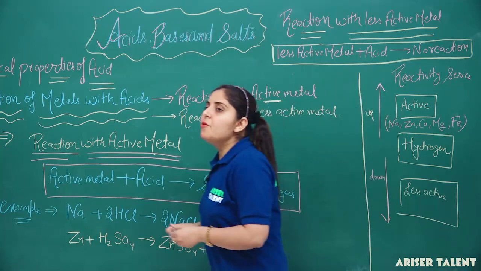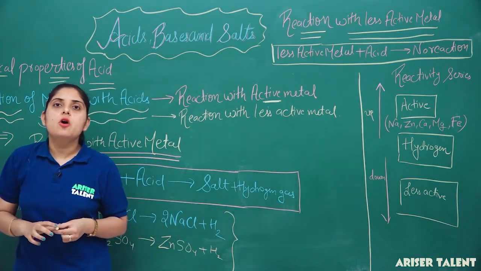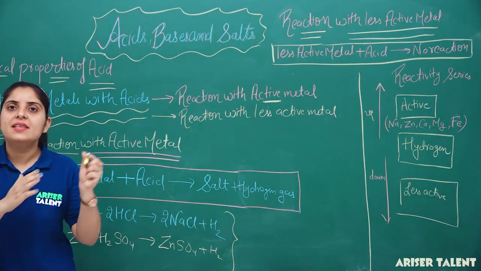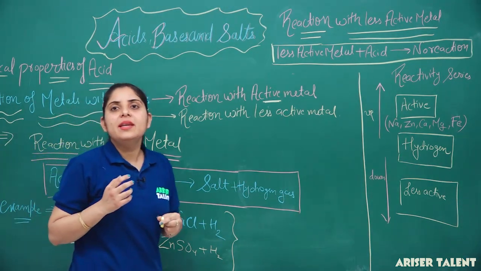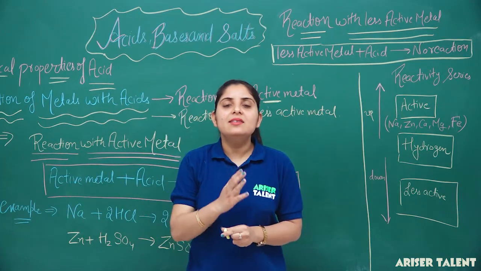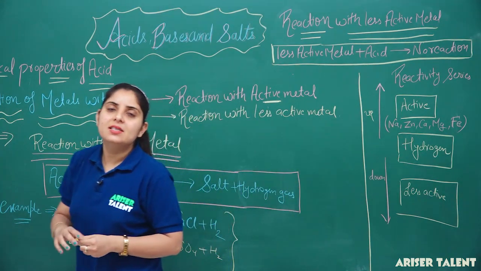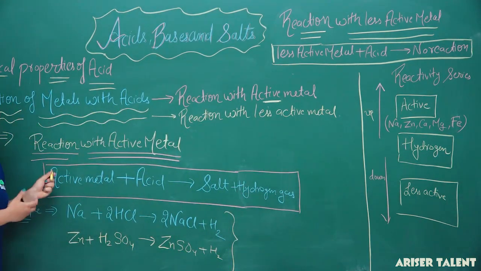So our first category was reaction of acids with metals, that is active metal and less active metal. Now we are proceeding to our next category of reactions, that is reaction with metal oxides. So before that, you can copy it from here.